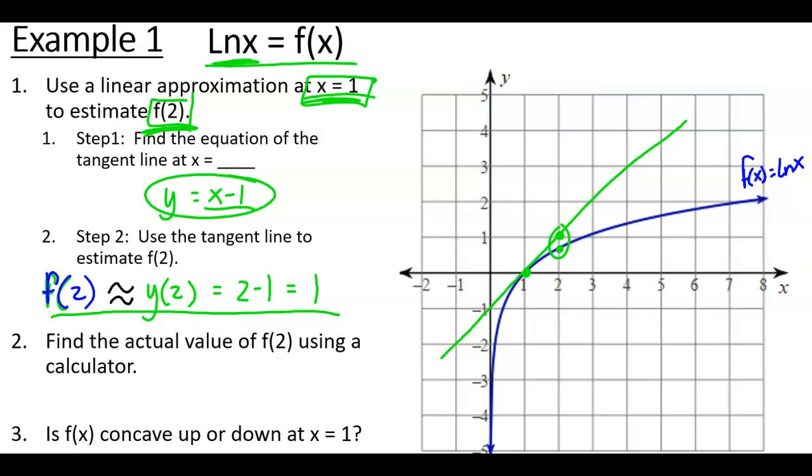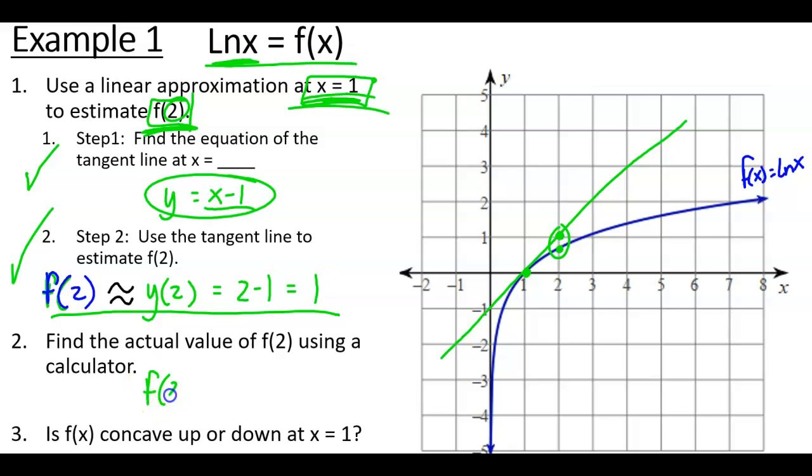All right, so step 1, find a tangent line at this point. Step 2, plug this number into your tangent line to estimate what f of 2 is. All right, now let's go ahead and take a look at another question here. Number 2 says, find the actual value of f of 2 using a calculator.